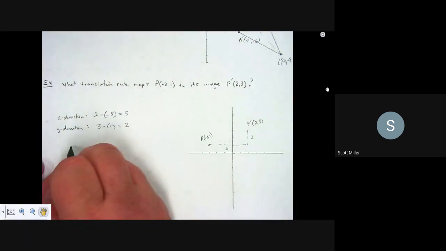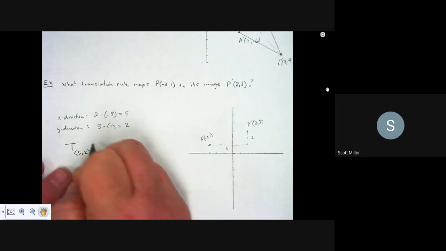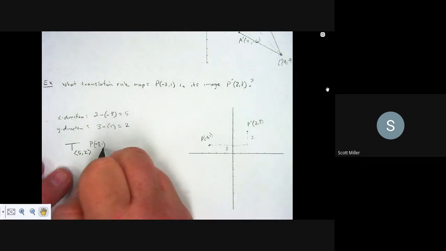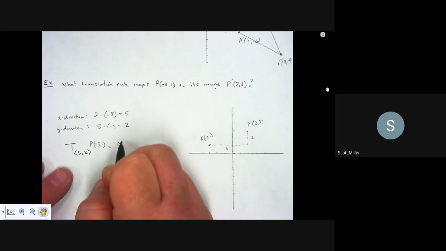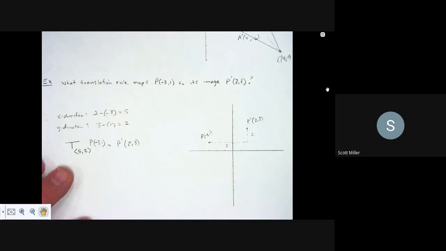Once I have those numbers, then my translation of 5 units in the x direction and 2 units in the y direction of point P, which is at -3, 1, is the image point at 2, 3. So that is one way to write it.